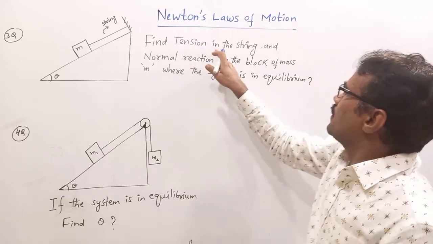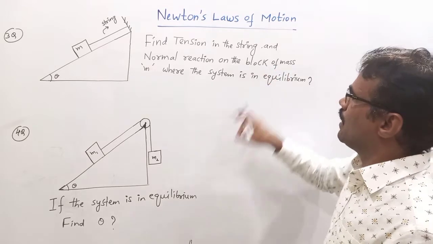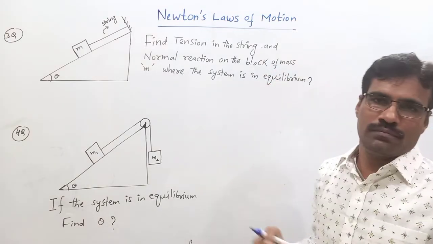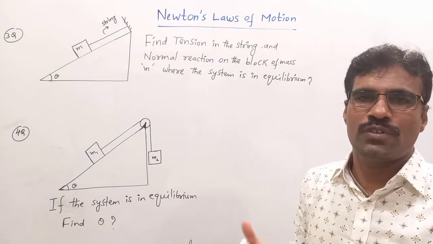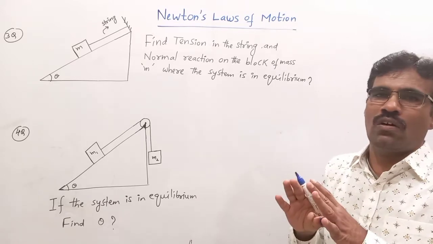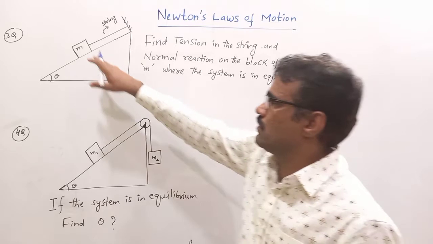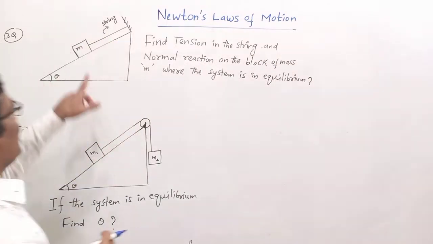Okay, find the tension in the string and the normal reaction on the block of mass m where the system is in equilibrium. We know the meaning of equilibrium: net force is 0. Net force acting on all blocks is 0. Net force acting on this block is 0. Okay, what is the tension in the string?